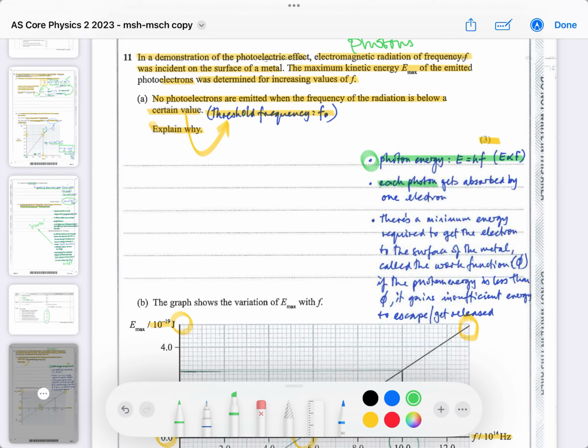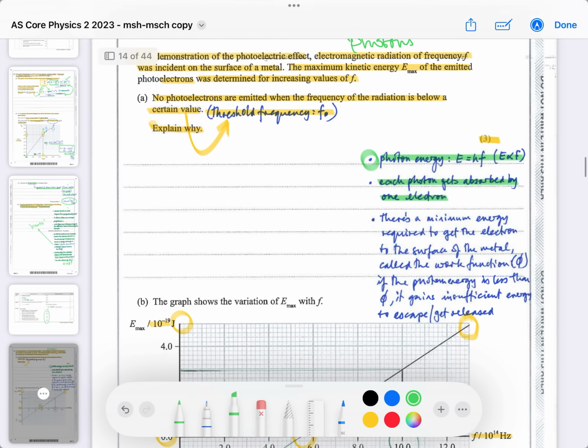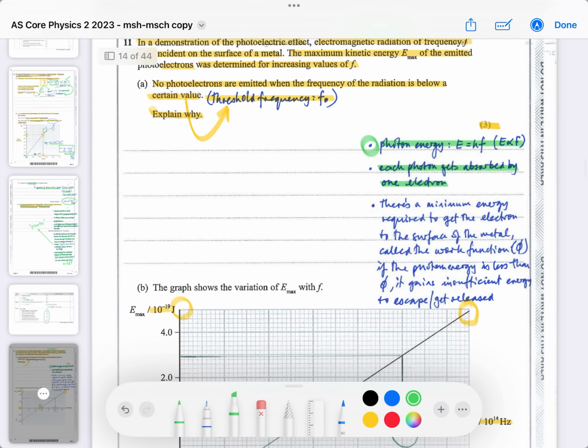Each photon gets absorbed by 1 electron. Yeah, so it's a 1-to-1 exchange. A photon can't share its energy with two electrons. So 1 photon gives all its energy to 1 electron. So that's what we call quantum physics. It comes in packets, discrete sizes. Okay, these are key words you need to know.